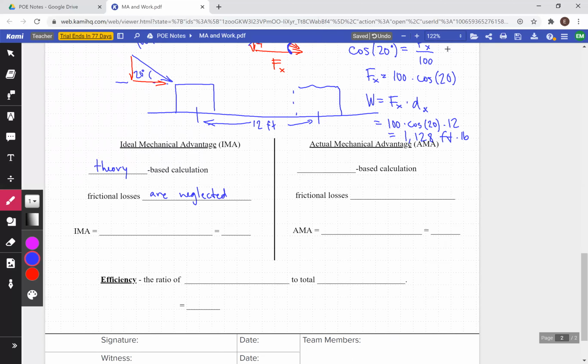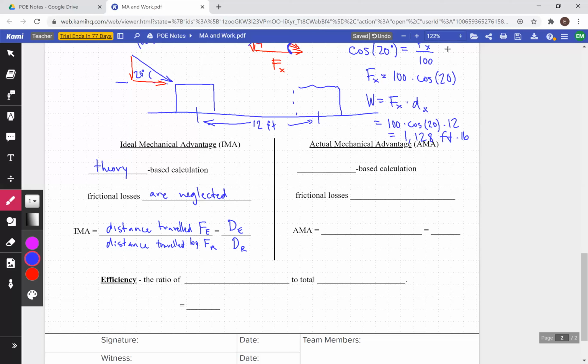Okay. And the way that we can calculate the ideal mechanical advantage for a system is by looking at the ratio of the distance traveled by the effort force and the distance traveled by the resistant force. And we'll just call that dE over dR.